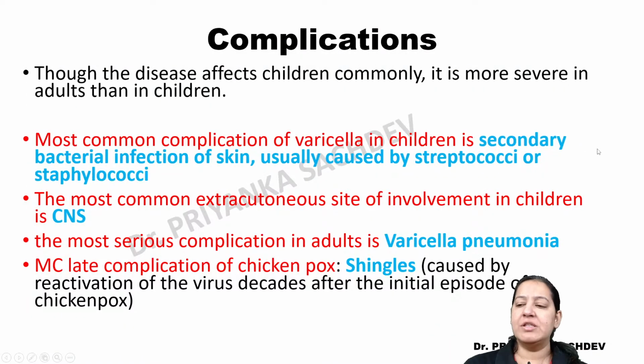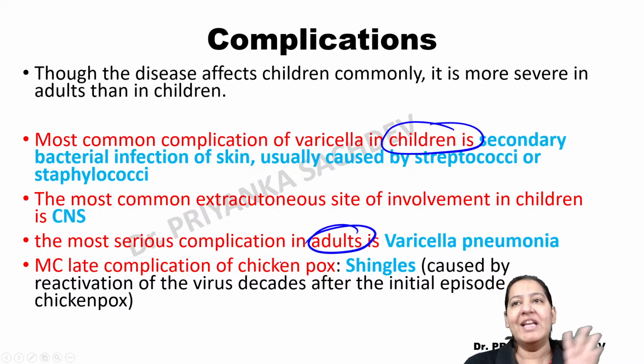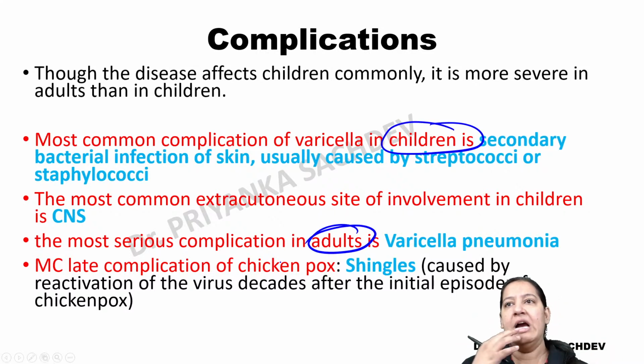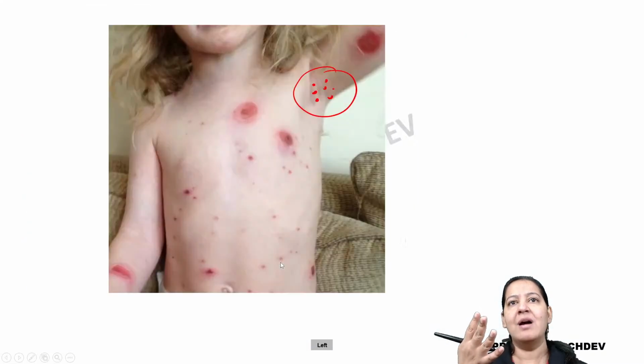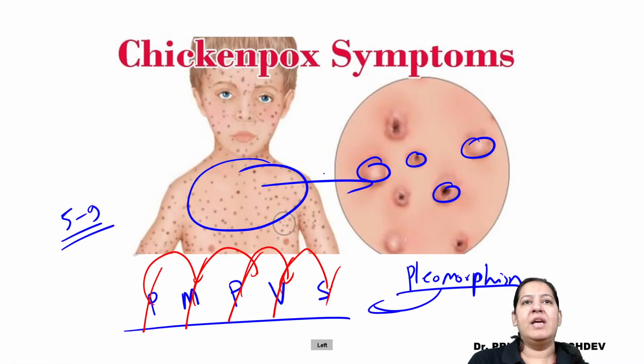Let me teach you the complications of chickenpox. What are the complications of chickenpox? What is the most common complication in children? What is the most common complication in adults? In children, whenever they have chickenpox, they have itching in the lesions. So he's a child. Can you see?